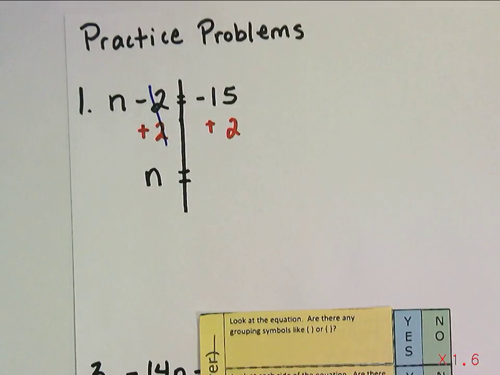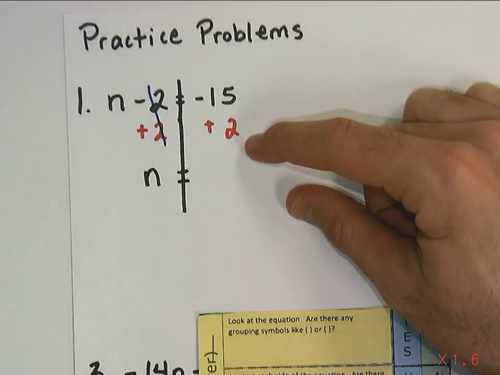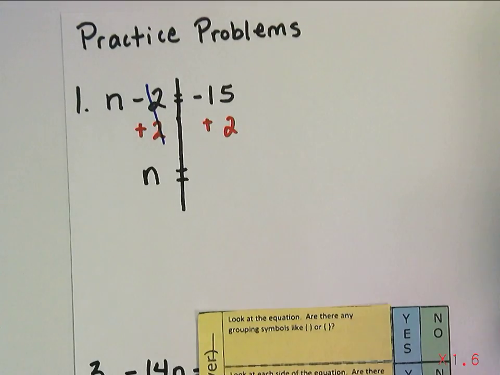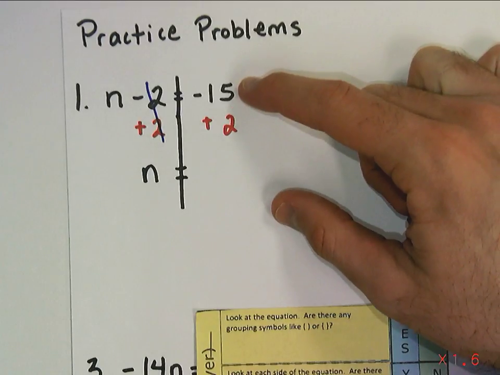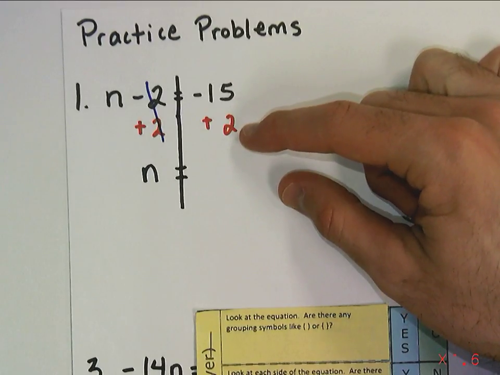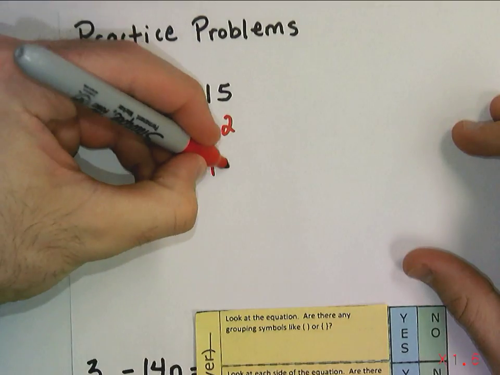And I would then do this operation here. So negative 15 plus 2. Oh look, there's your integer operations again. Those will pop up as long as we're doing math. Negative 15 plus 2 would give me a negative 13.